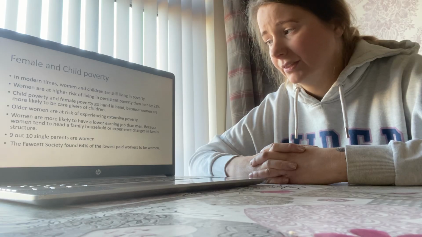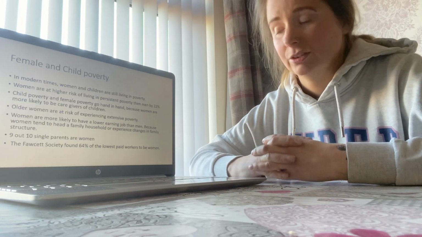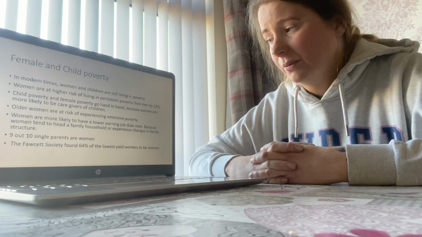Female and child poverty. In modern times, women and children are still living in poverty. Women are at higher risk of living in persistent poverty than men, by 22%. Child poverty and female poverty go hand in hand because women are more likely to be caregivers of children. Older women are at risk of experiencing extensive poverty. Women are more likely to have a lower earning job than men because women tend to head a family household or experience changes in the family structure.